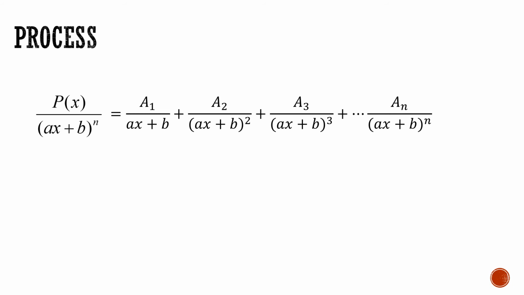So if, for example, it was ax plus b to the power of 5, then the first one would be to the power of 1, to the power of 2, to the power of 3, to the power of 4, and finally to the power of 5. And I'll give you a couple of examples later on to show you exactly what I'm trying to explain. But this is simply the process for case number 2.